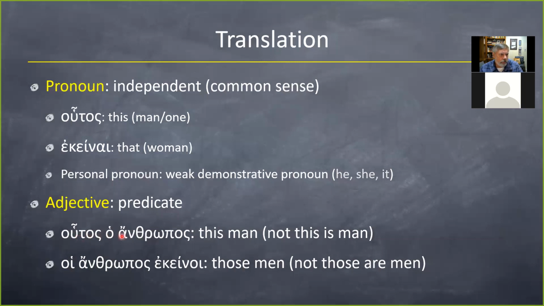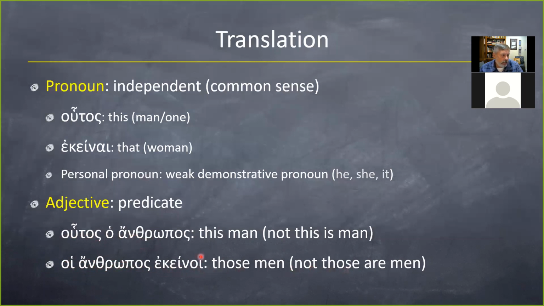That may be confusing, but as we go through the homework, I think the key to see is that there's no article with houtos. There is an article with the noun associated with it. Hoi anthropoi, the ekeinoi. Again, here's our demonstrative. This is a masculine plural. I've got the omicron masculine stem ending with the iota case ending. So it's in the plural. It's also in the far, so it would be those. So there's no article with it. There is hoi anthropoi, and so that's men. So it'd be those men.